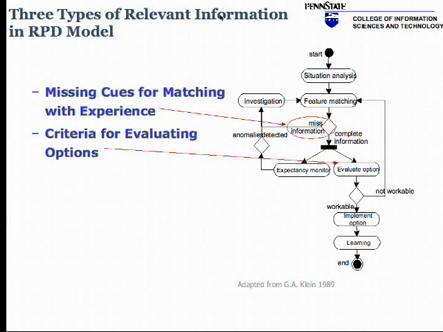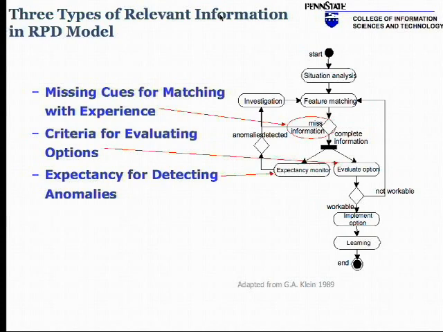This is certainly very relevant to what we want to do. The other kind of information requirement in the RPD framework is the evaluation of different options, through mental simulation or other means, to see which way is better. And the third type of information requirement is expectancy monitoring, which monitors the situation after a decision is made to detect anomalies, surprises, or success. Especially when an anomaly or failure occurs, it may enable the human decision maker to adapt and respond. So the RPD model is also an adaptive decision-making model.